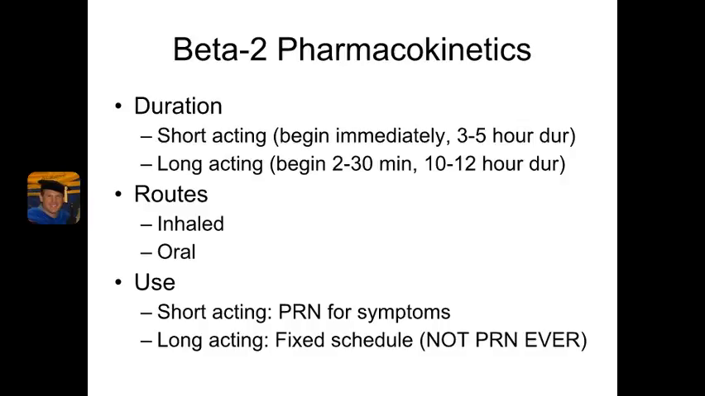You typically give these drugs either inhaled or oral. If the patient has status asthmaticus, you give it to them by injection, epinephrine by injection. Generally speaking, the short-acting are used PRN for symptoms, as a rescue inhaler, and then long-acting are done on a fixed schedule. Whether you feel like you need it or not, you take it when it's time.